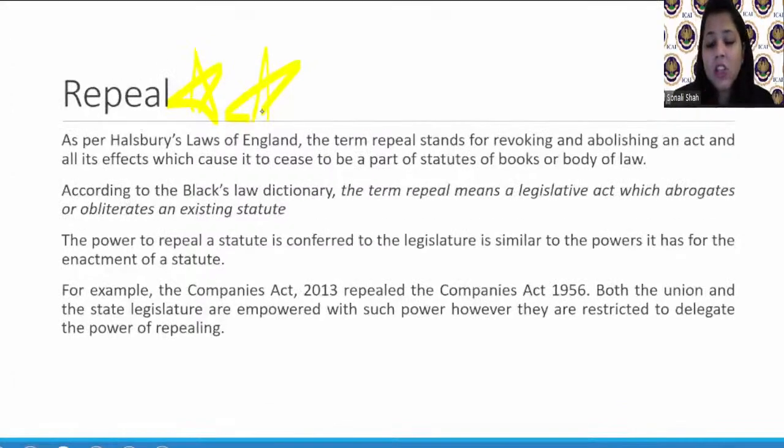Please pay attention to this topic. It is extremely important. You always get to see questions from this topic. Effect of repeal is one of the favorite questions of ICAI. So the meaning of repeal is clear to all of you.